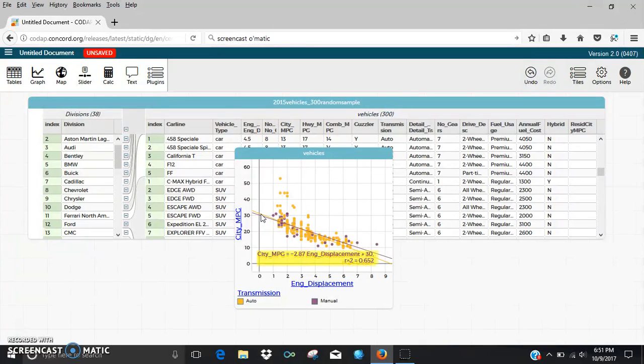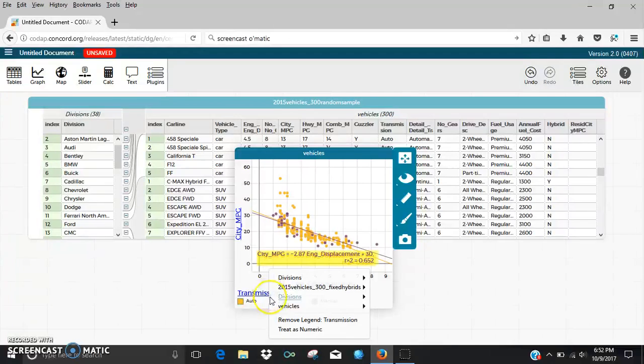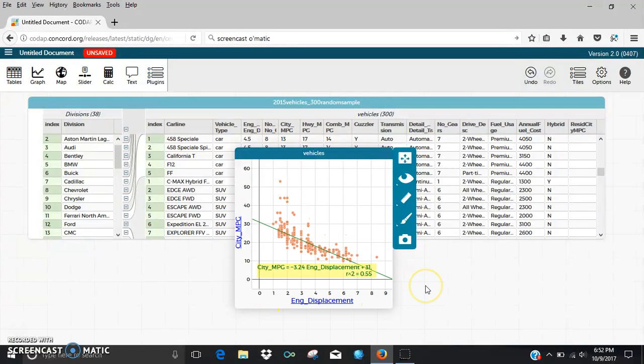The two lines we have, the yellow one for automatic transmission and the purple one for manual transmission, they seem to be very similar. They both have a negative slope, their y-intercepts are close together. I'd say that transmission type did not offer much insight into the behavior between engine displacement and city MPG, and it didn't really explain the behavior of these points up here. We could take transmission type off of our graph and just try to explore the nature of this linear relationship some more.